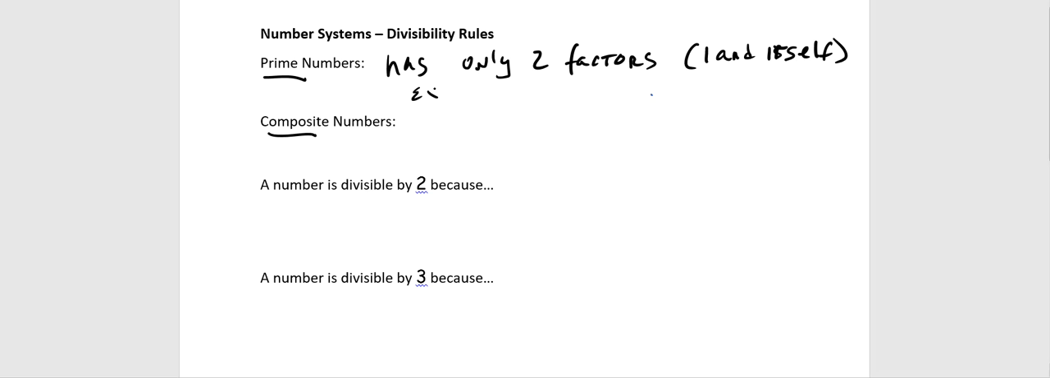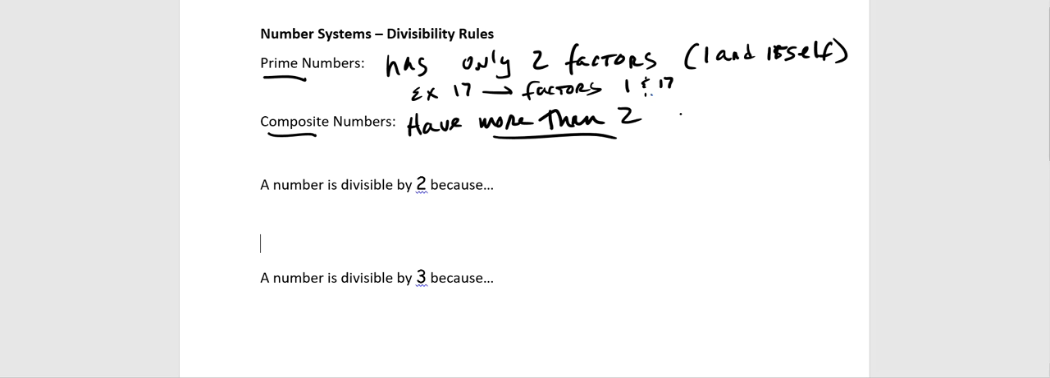So as an example, something like 17, its factors are only 1 and 17. So that's what makes it a prime number. Whereas composite numbers have more than two factors.